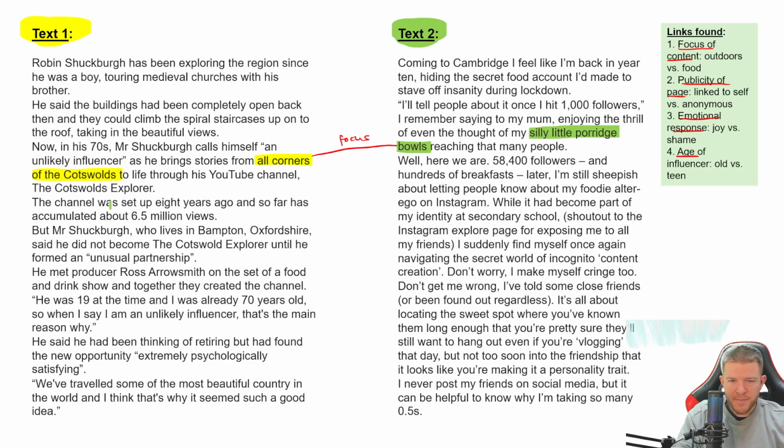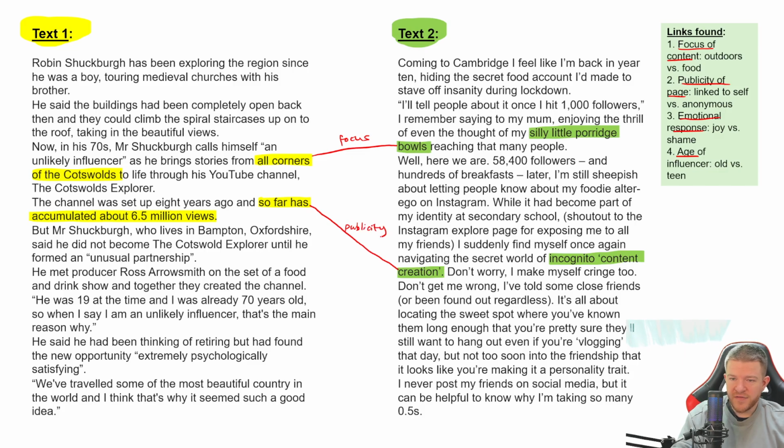The publicity of the page. So we've got has accumulated about 6.5 million views. That suggests that it is public, i.e. it has been seeking engagement from an audience, whereas we've got incognito content creation, which suggests that it is a private page, at least in terms of her identity. Okay, so publicity.